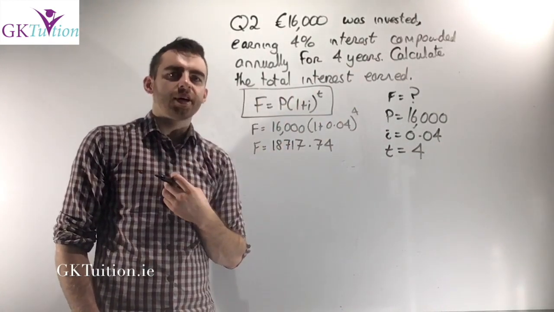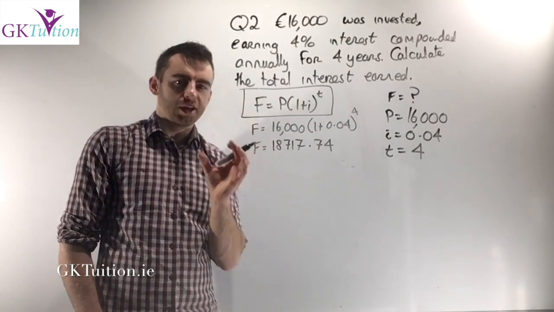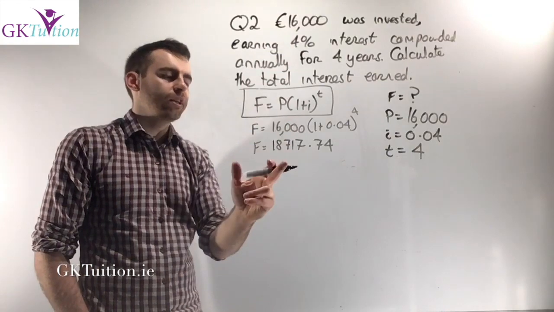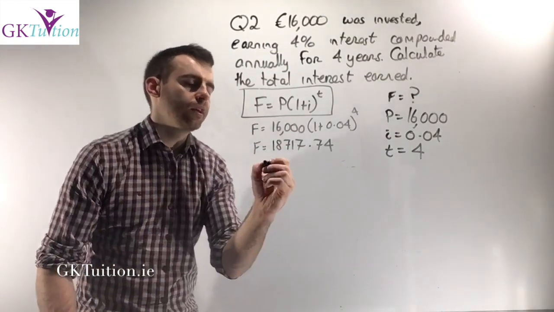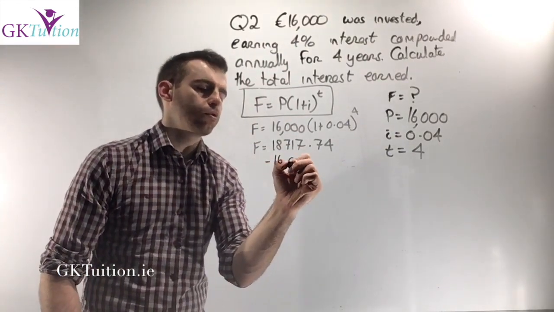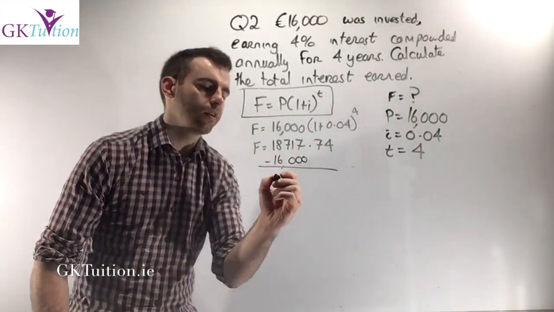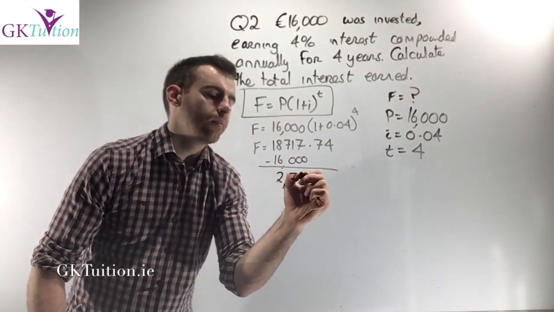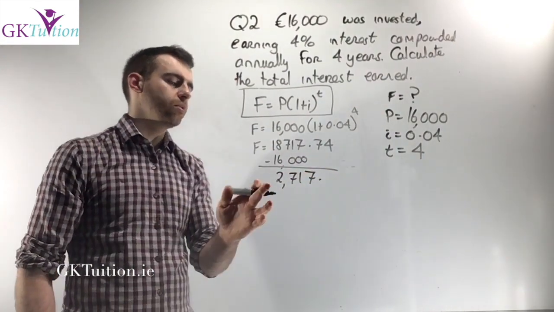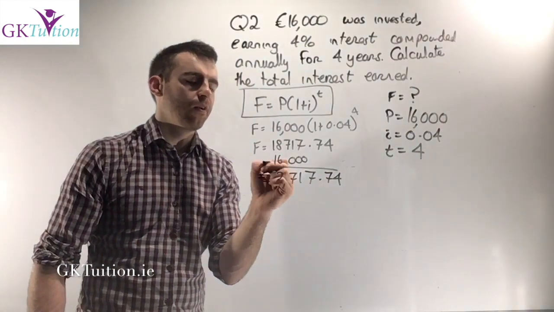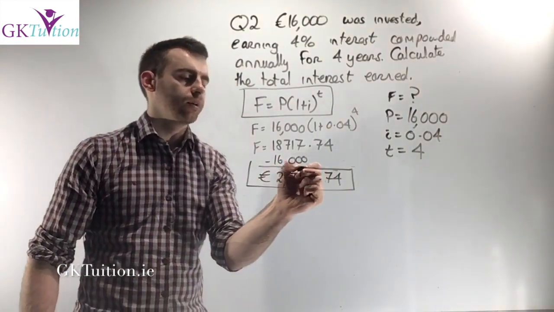However, the question asked me to calculate the interest that was earned. It didn't ask me to work out the final value, it's how much interest was earned. Well, if we started off with 16,000 and we now have this much money, to work out the interest that was earned, you just subtract the initial investment. Just subtract 16,000 from this figure. The amount of interest that must have been earned is €2,717.74. And that's your final answer for question 2 here.